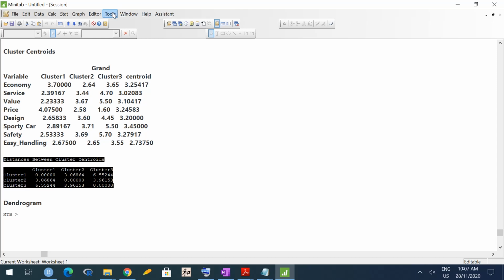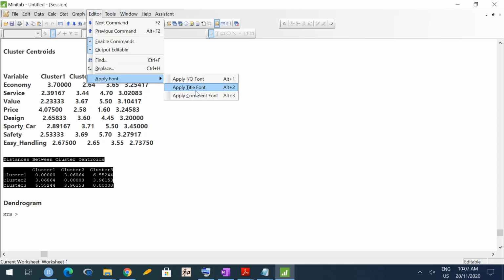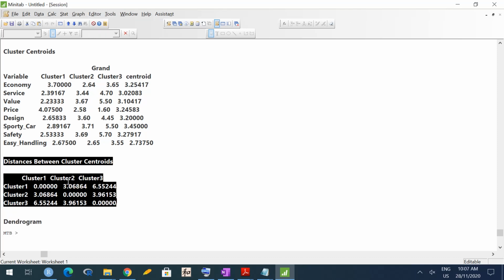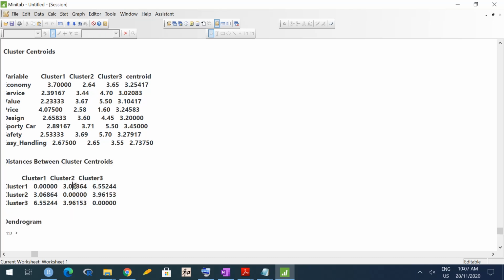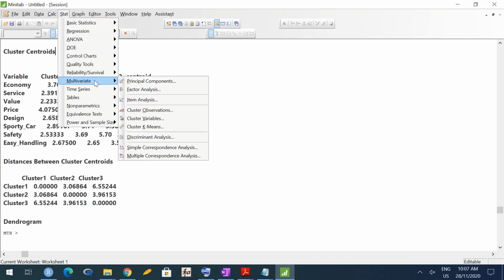This gives me distances between the clusters. So you can see here the distance between cluster 1 and cluster 2 is low, cluster 1 and cluster 3 is very high, and cluster 2 and 3 is okay. Okay, so that tells you that cluster 2 is kind of in the middle of cluster 1 and 3. Now let us go to k-means.